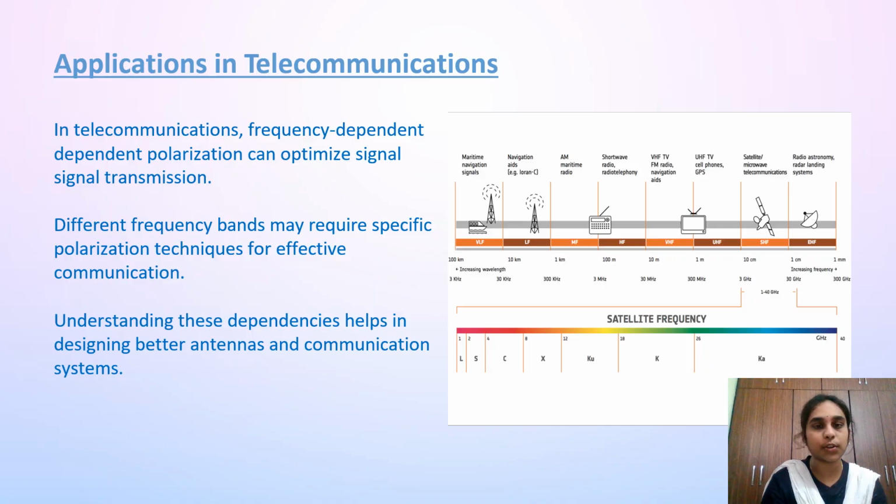Applications in telecommunications. In telecommunications, frequency-dependent polarization can optimize signal transmission. Different frequency bands may require specific polarization techniques for effective communication. Understanding these dependencies helps in designing better antennas and communication systems.